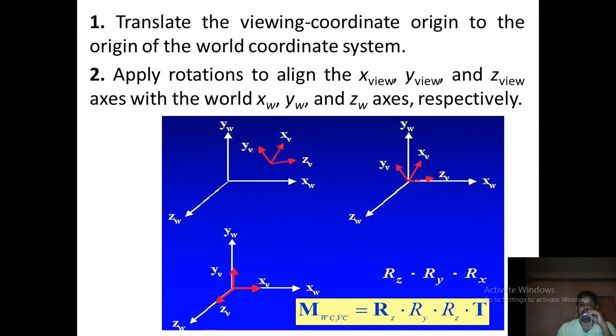That is what a general matrix means. In general, the world coordinate to viewing coordinate transformation is: translate the viewing coordinate origin so that it aligns with the world coordinate origin, then rotate about RX, then rotate about RY, then rotate about RZ. After doing this, your viewing coordinate reference frame will align with the world coordinate reference frame.